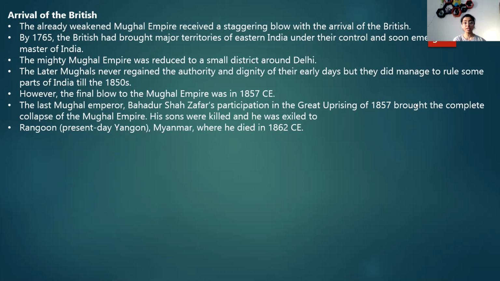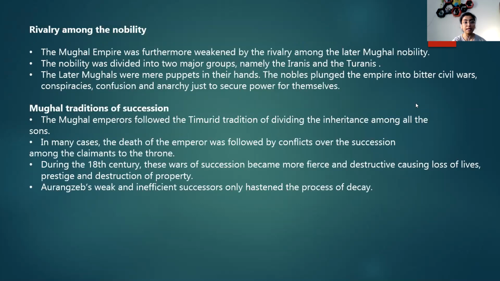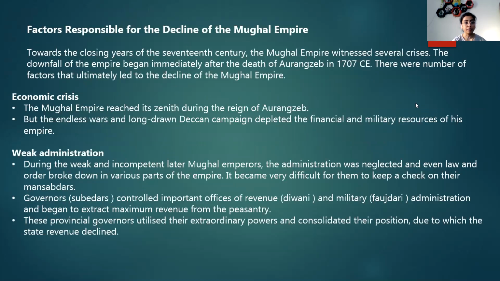Bahadur Shah Zafar, being the last Mughal emperor during the time of the Great Uprising of 1857, strongly participated in that revolt. That is why, as a punishment, the British sent him into exile. That means he was thrown out of his own country and sent to a prison in Rangoon. In Myanmar, in that prison, he died in 1862 CE. So these were the 7 reasons that led to the decline of the entire Mughal Empire.